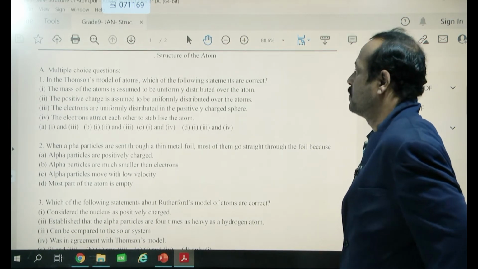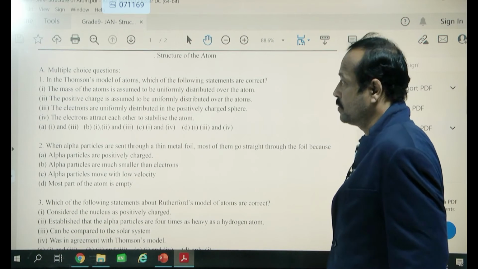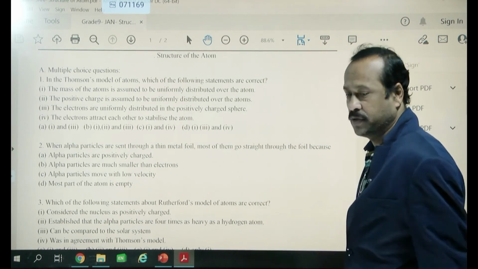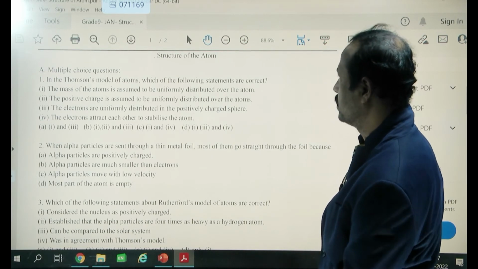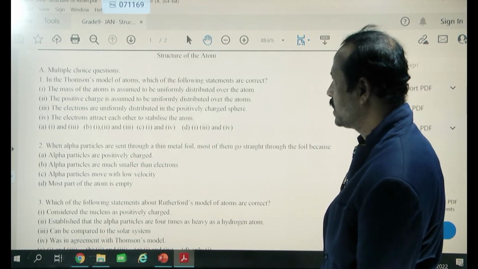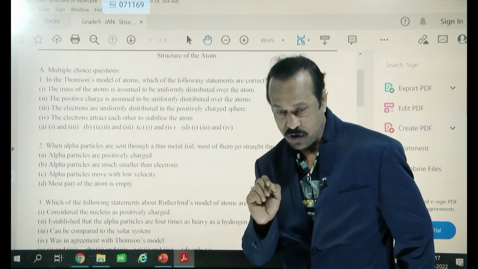So now you see from the structure of atom, we are doing one small worksheet, a small test. See here, first question. These are multiple choice questions. In the Thomson's model of atom, which of the following statements are correct?